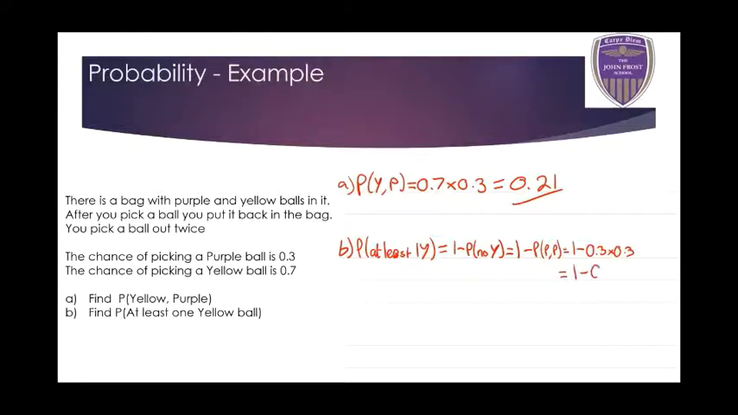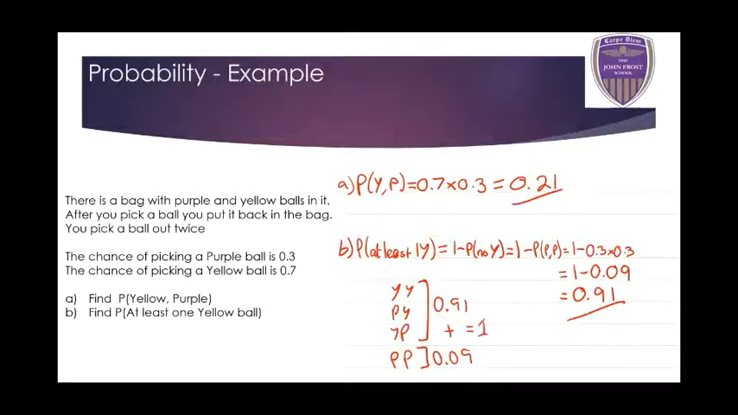So 1 take away P of purple purple equals 1 take away, a purple is 0.3, 0.3 times 0.3. Let's start going down the page. 1 take away 0.09 is 0.91. Okay, and there you go. There we have found the probability of at least one yellow, because we've done 1 take away the probability of no yellow. So this 0.91 is all the other outcomes added together: yellow yellow, yellow purple, purple yellow. And the probability of 2 purples is 0.09. And if you add those together, you get 1.